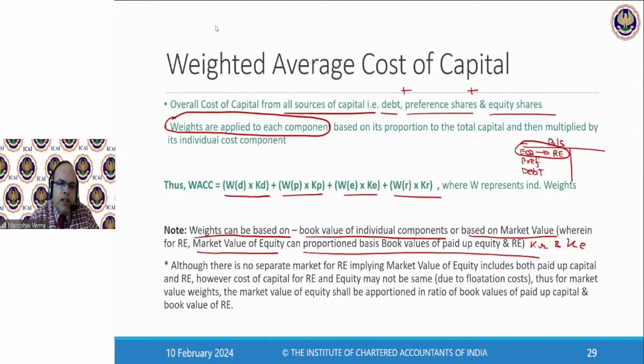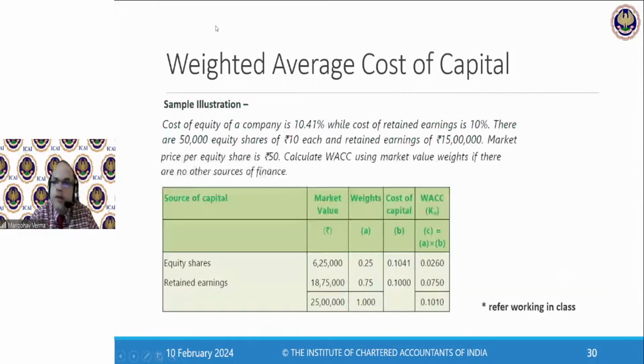Let me give you an example wherein you will understand this point. Cost of equity of a company is 10.41%, whereas cost of retained earnings is 10%. Someone can assume this is very similar to the numbers we already saw. There are 50,000 shares of 10 each, and retained earnings given is 15 lakhs. Market price is given as 50. Now, can anyone tell me what is the total market value of the equity here?